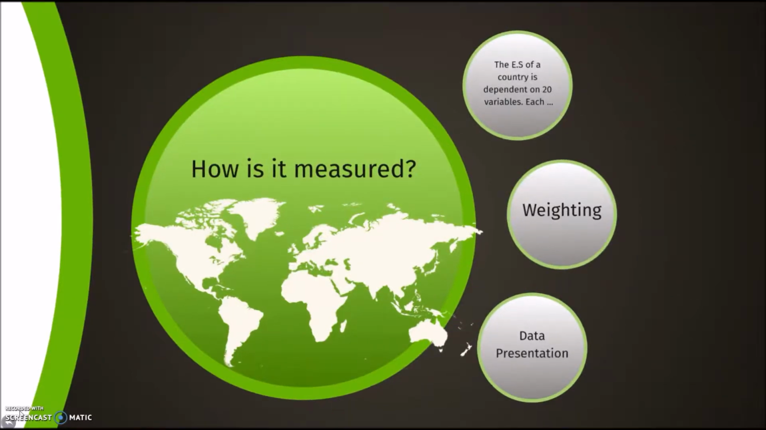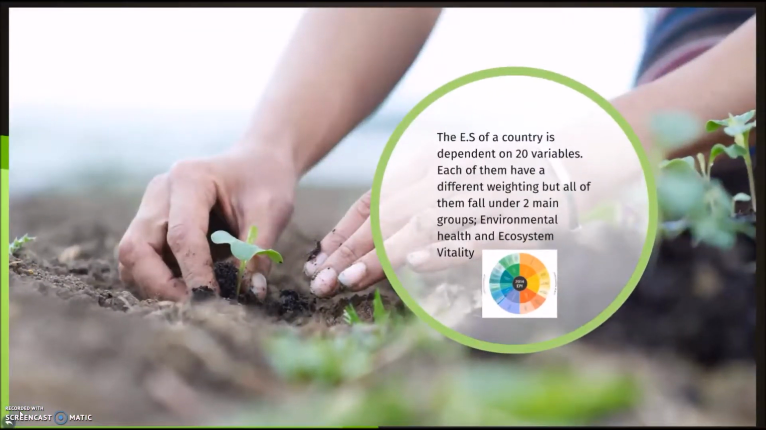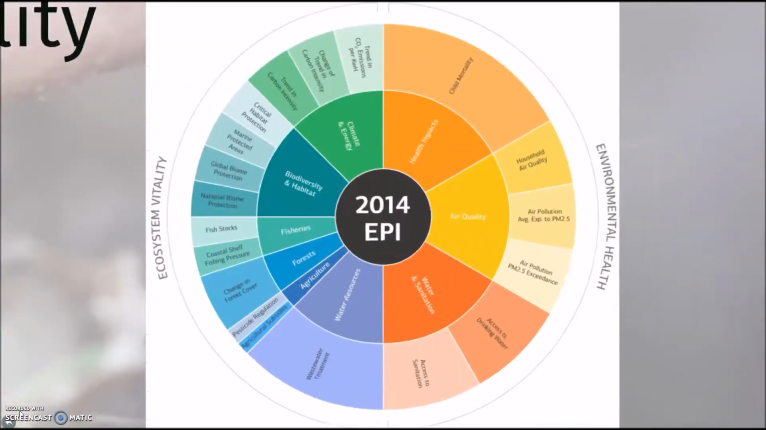How is it measured? The environmental sustainability of a country is dependent on mainly 20 variables. Each of them has a different weighting, but all of them fall under two main groups: environmental health and ecosystem vitality. These are the groups and subgroups that are considered when calculating an EPI score.